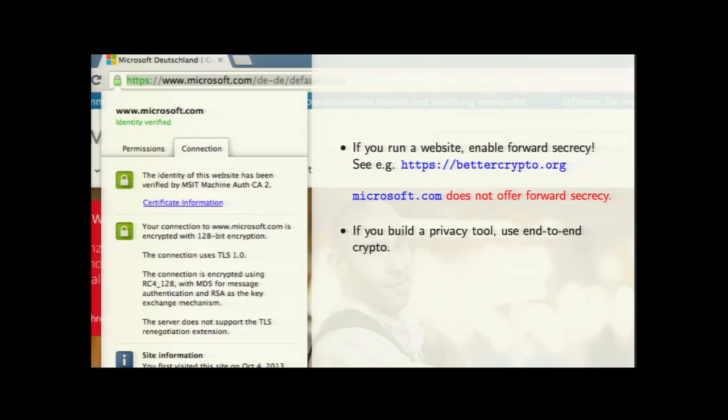If you are a website operator, it would be wonderful if you would enable forward secrecy for your users. There are many guides online. Here is one. And here's an example of a website that does not use forward secrecy. They're using RSA as the key exchange mechanism and a couple of other broken cryptographic ciphers. And a recommendation: if you're building a privacy tool, please use end-to-end crypto.